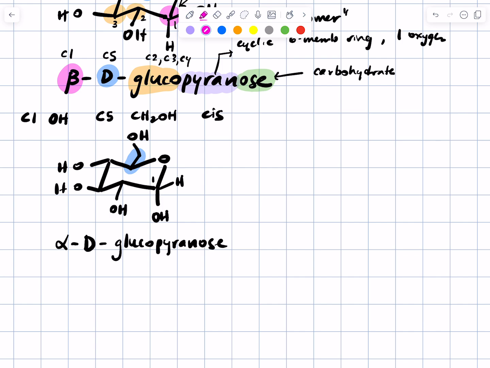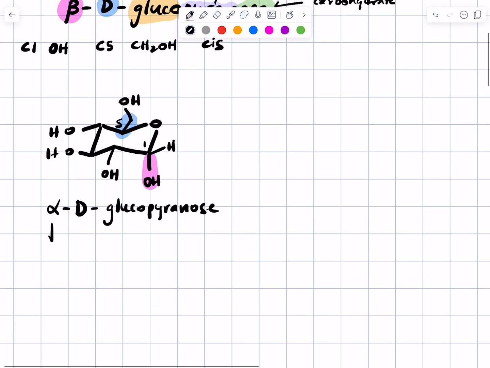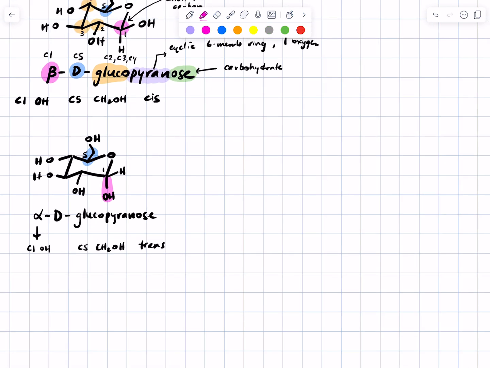And again, another way to tell that it's the alpha anomer is to pay attention to the configuration of the C5 stereocenter, which is going to be up when drawn this way. Alpha means you're opposite to that hydroxymethyl group on C5. So for the alpha anomer, the C1 hydroxy and the C5 hydroxymethyl group are trans to each other. Other than that, everything's the same.